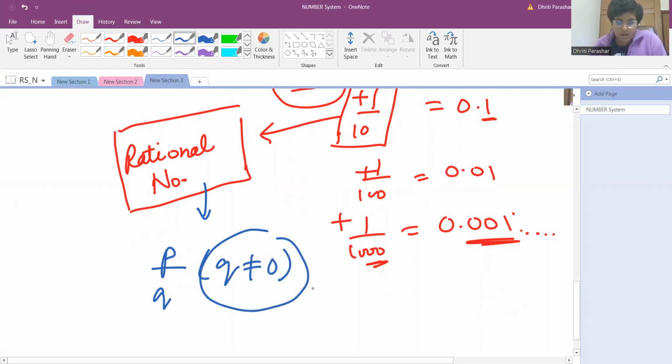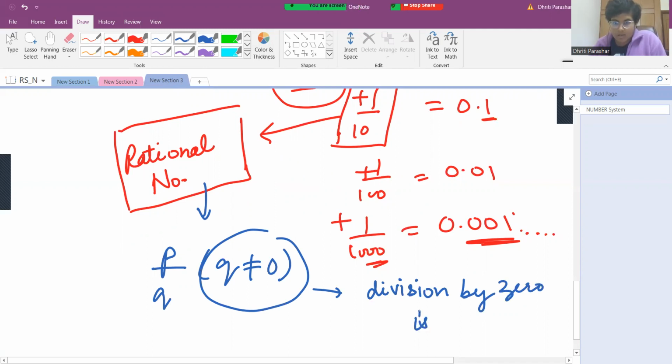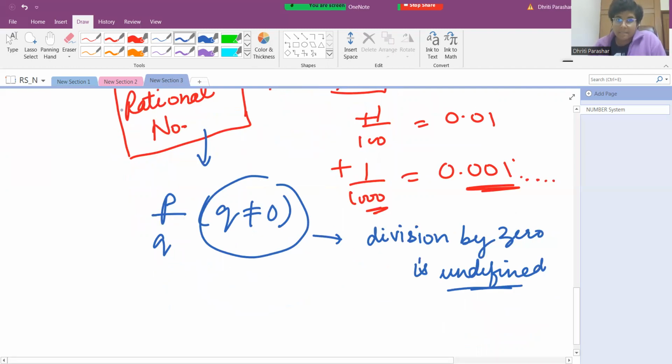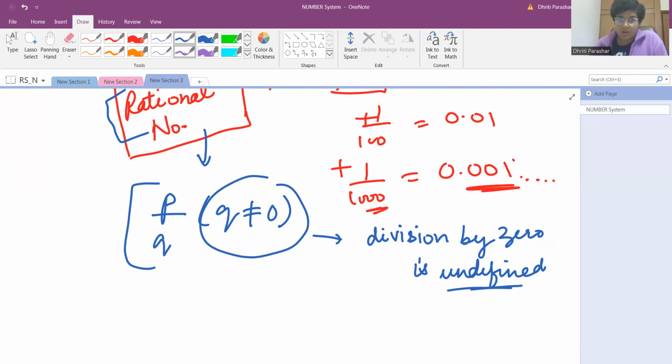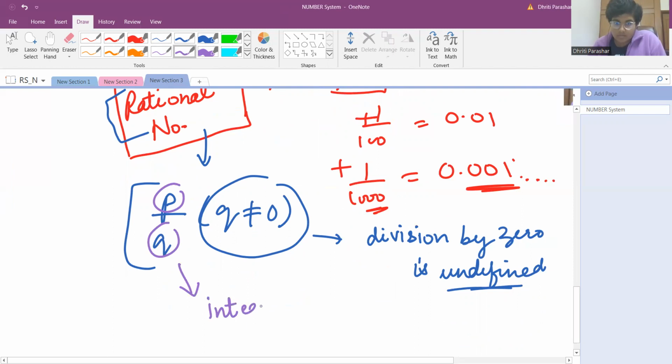This is because division by 0 is undefined. We'll talk about this in another video, while division by 0 is undefined. But here, all we're concerned with is that rational numbers are represented in the form of P by Q, where P and Q are integers. This is important. This P and this Q can be any integer. So there are basically integers.